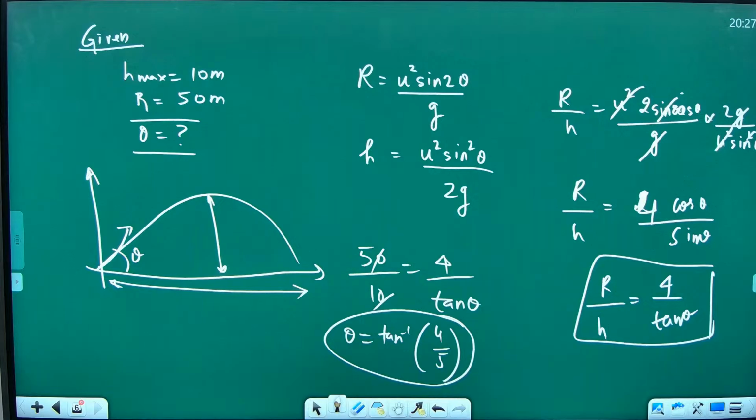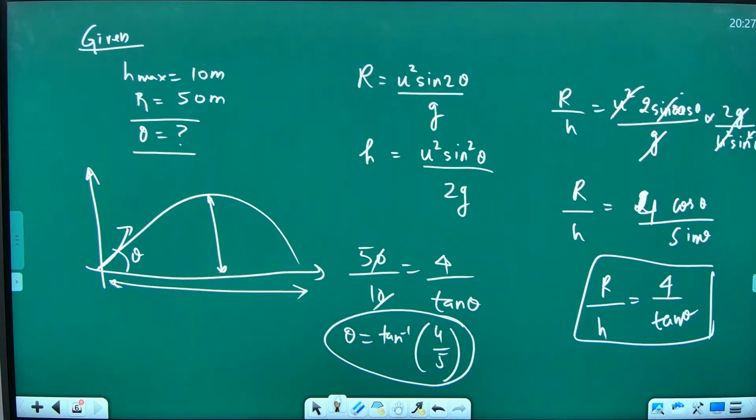What did you write here? G is there, right? You cancelled G and U square. Sin 2 theta equal to sin square theta, sin 2 theta equal to 50? Who told you? 50 is only the range, not sin 2 theta. No sir, we wrote the full formula in the calculation. Yeah, but then see how you can cancel. Range is equal to U square sin 2 theta by G.